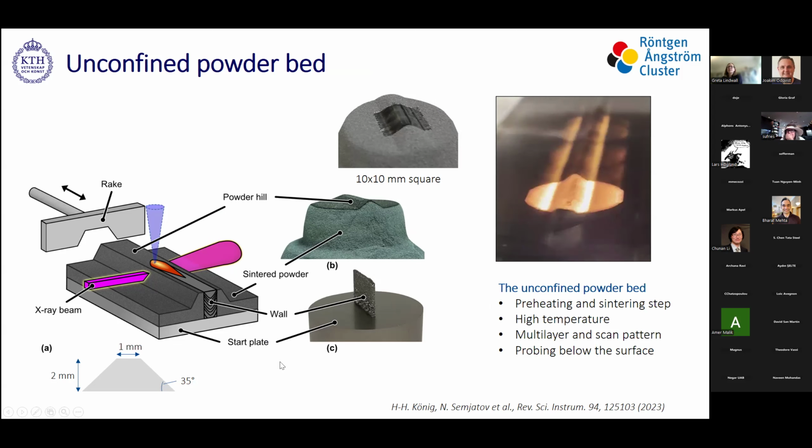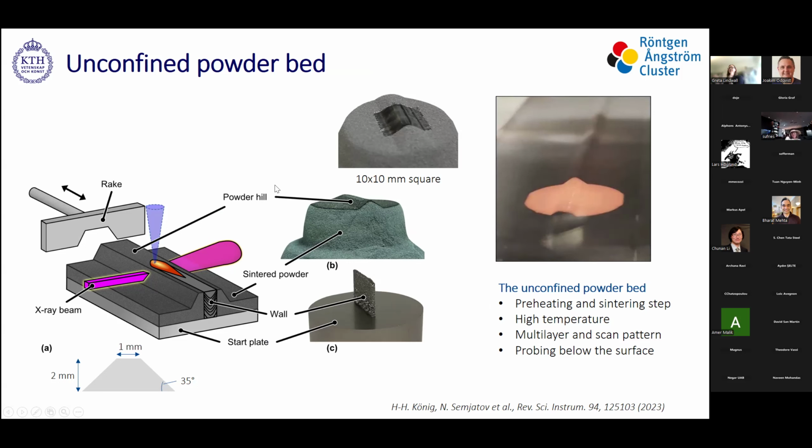So by using this concept of an unconfined powder bed, we can include and study all the steps, like preheating and a sintering step, and also have it at high temperature. We can have this powder bed at high temperature, and we can also do multi-layer and more complex scan patterns, and also probe below the surface if we're interested in that, and not just the surface as you would do with the reflective mode sample environments.